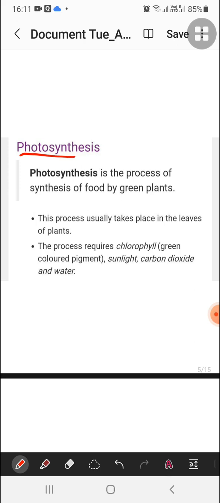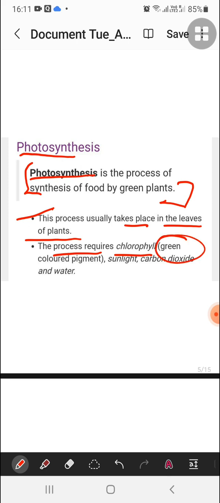Now the next very important process is photosynthesis. What is photosynthesis? Photosynthesis is the process of synthesis of food by green plants. This process usually takes place in the leaves of a plant. The process requires chlorophyll, which is the green colored pigment, sunlight, carbon dioxide and water.